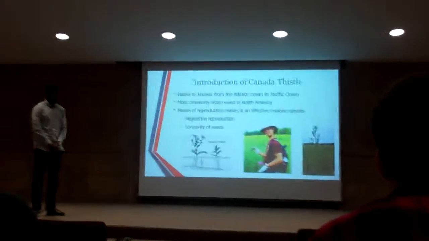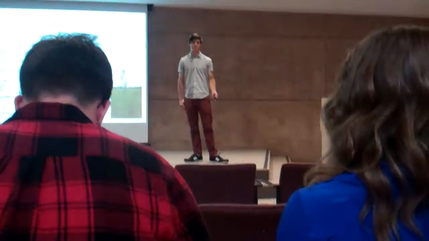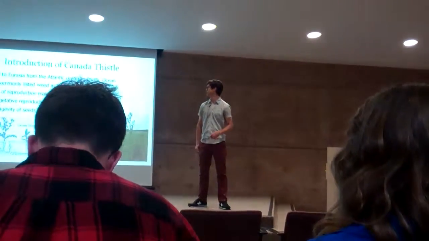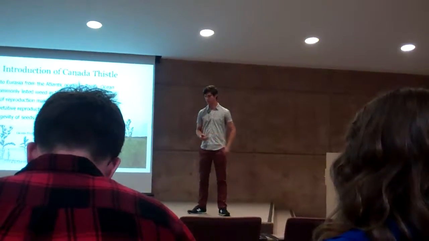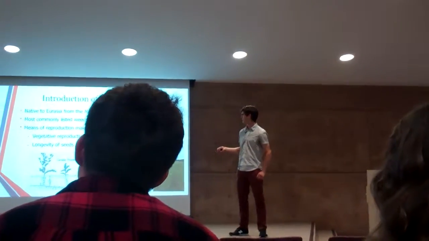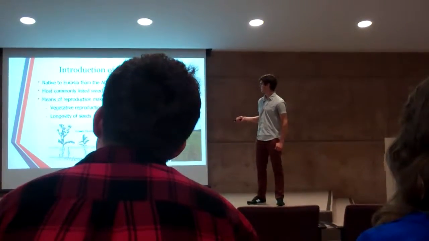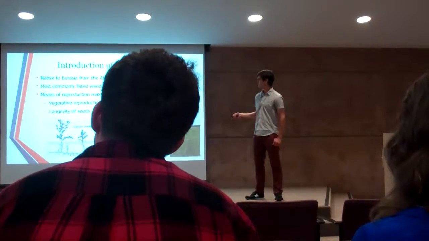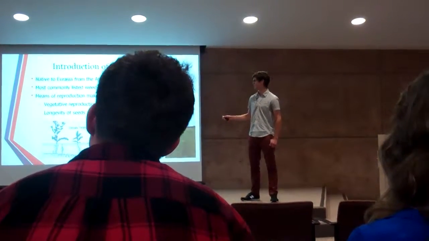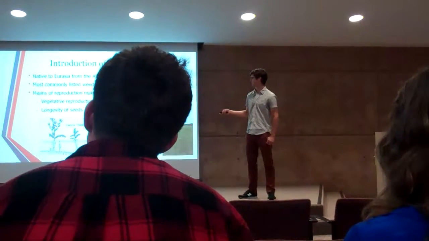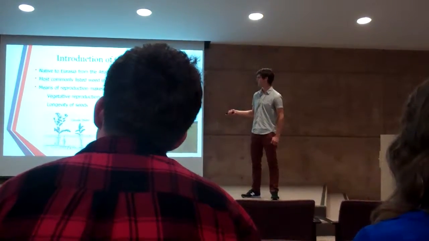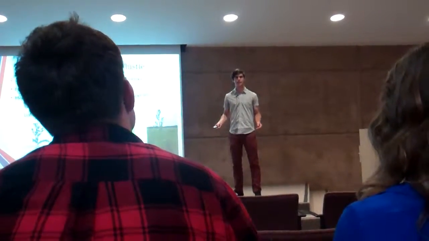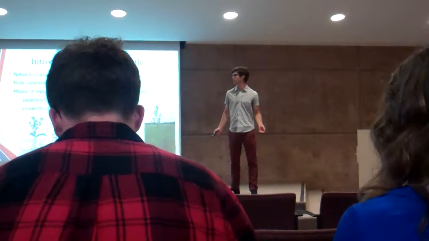So the main reason why Canada thistle is such an effective invasive species is because of its means of reproduction. One of the most effective means by which it reproduces is vegetative reproduction. It can form new individuals by this rhizomatous root structure you see here, and new individuals can form from root fragments as small as 20 centimeters as well.